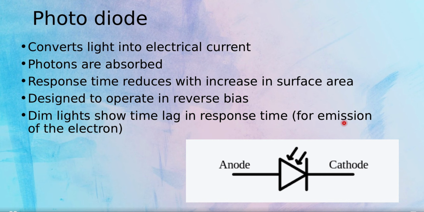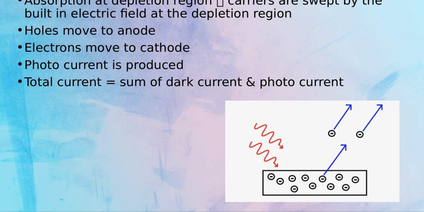Now this is the symbol of a photodiode. Now we have the arrow mark coming in, representing that light is being absorbed by the anode. Now, where are these photons being absorbed? They're absorbed by the carriers that are present in the depletion region. The carriers are swept by the built-in electric field in the depletion region, and due to this, the holes start moving towards the anode and the electrons move towards the cathode.